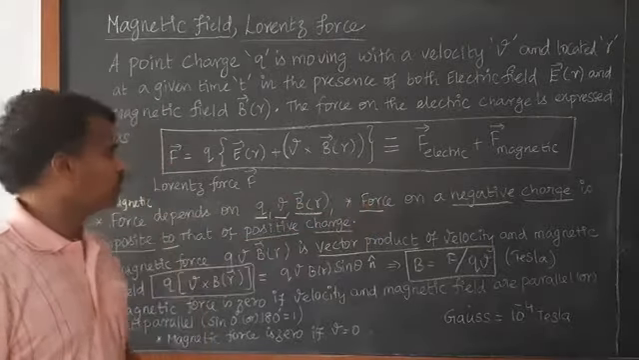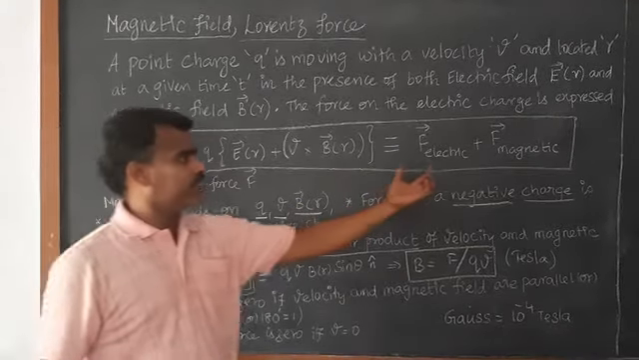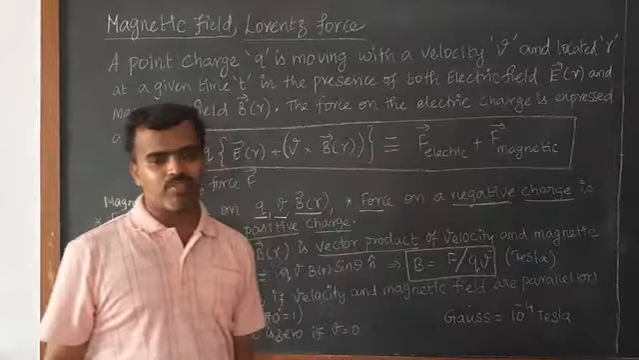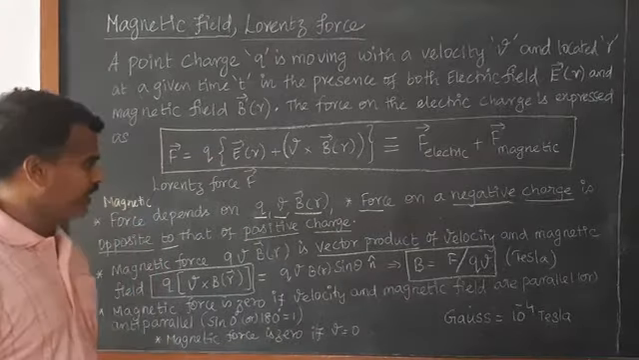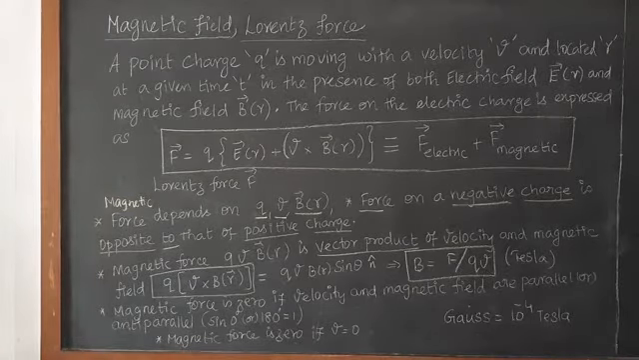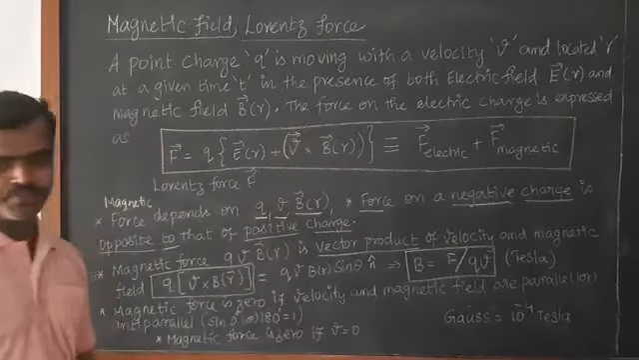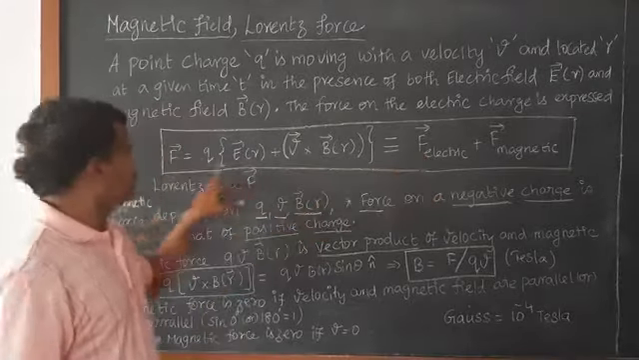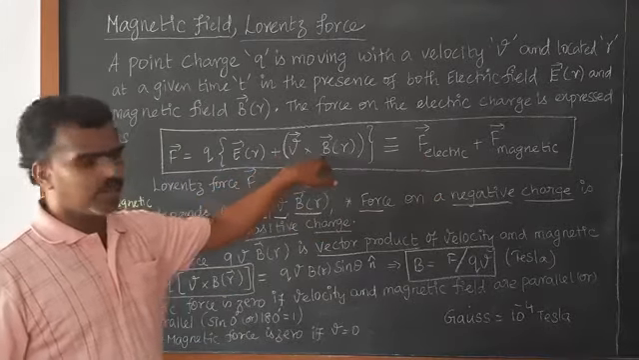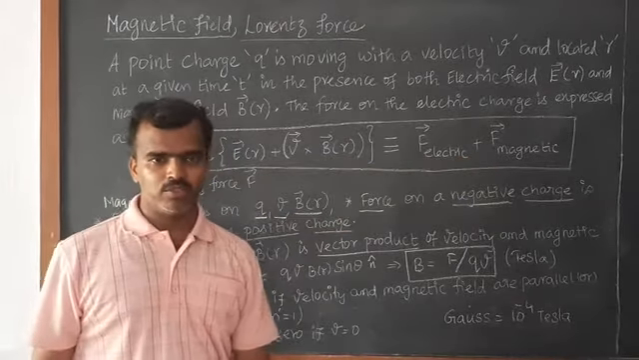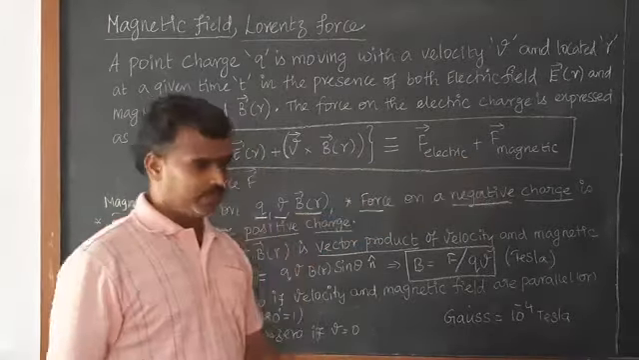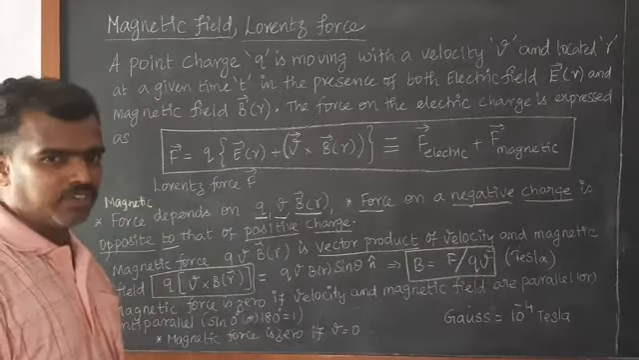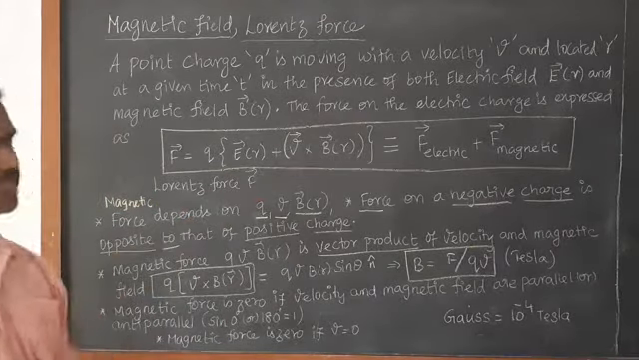That is equivalent to, so Q into E will give the electric force. Q into V into B will give the magnetic force, right? So be clear with that. This V is also a vector quantity. So Q into E is the force due to the electric field. Q into V into B of r is the force developed due to the magnetic field. Now we are concentrating on this F, which we call the Lorentz force, the combination of both the electric field and magnetic field.